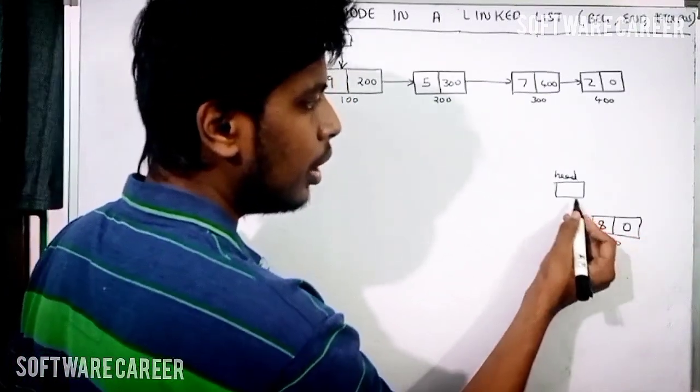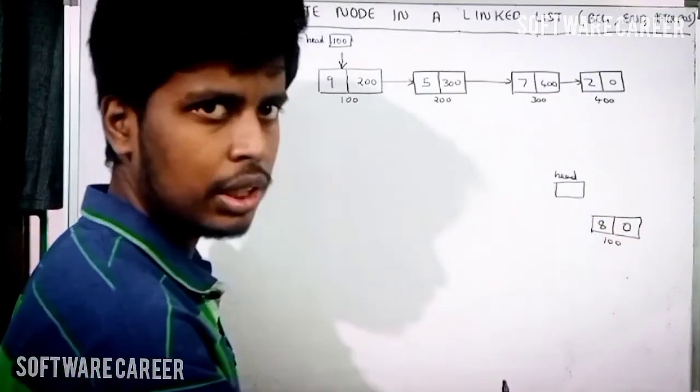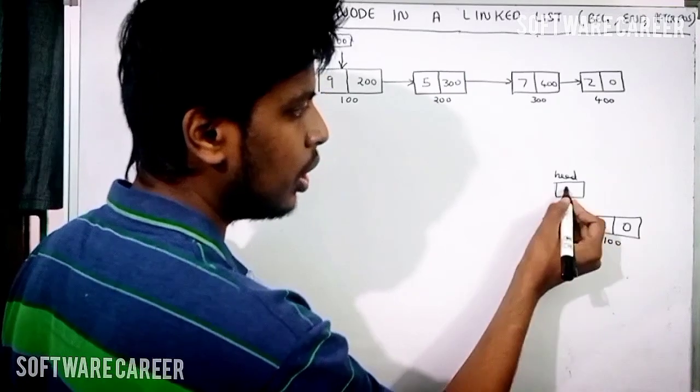So now see, now head is a pointer which points towards the first node. This is the first node as well as the last node. So 100 is the address. So 100 is stored here.